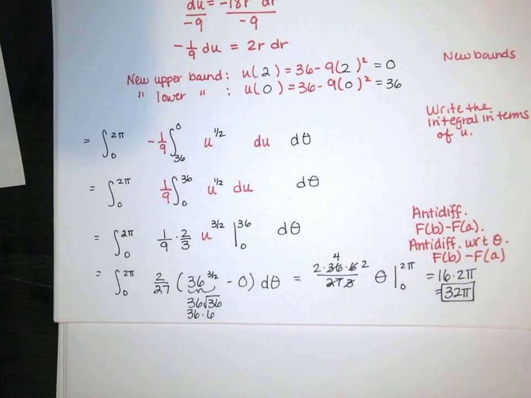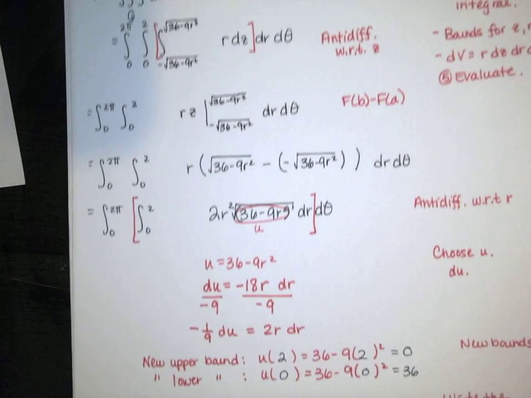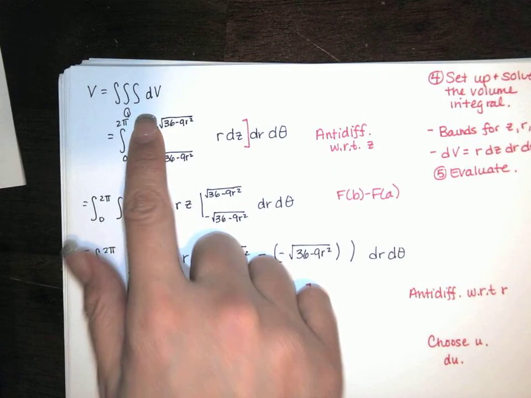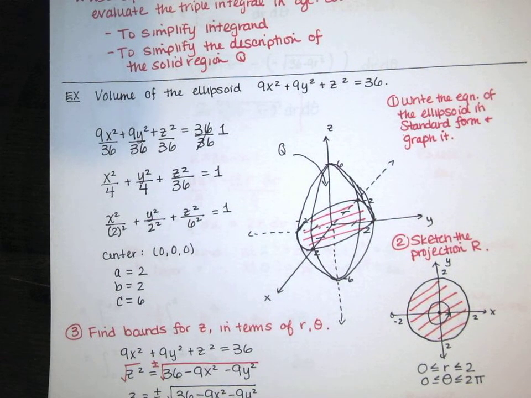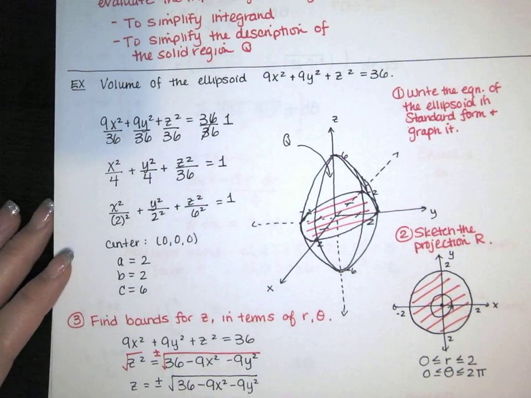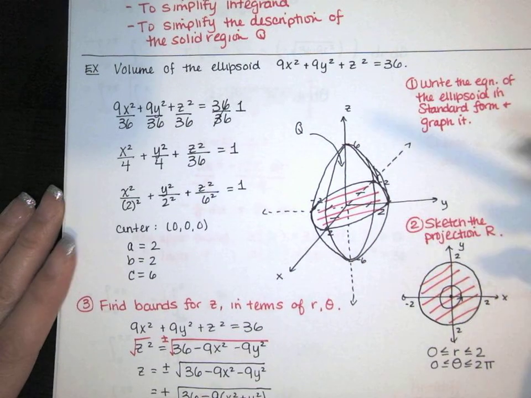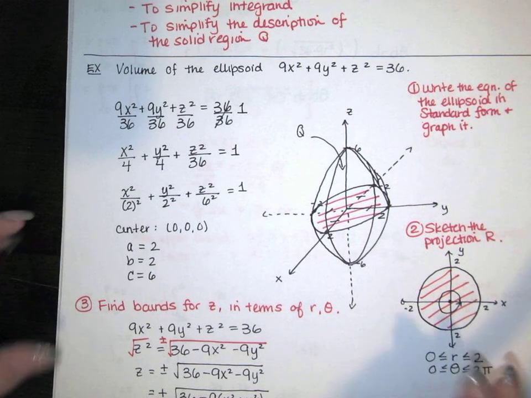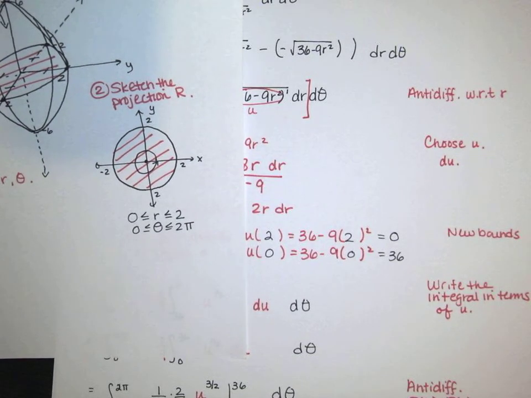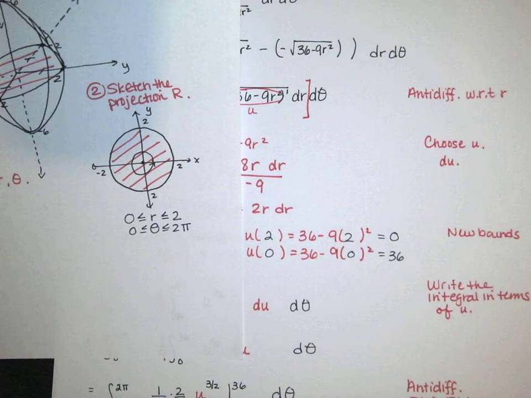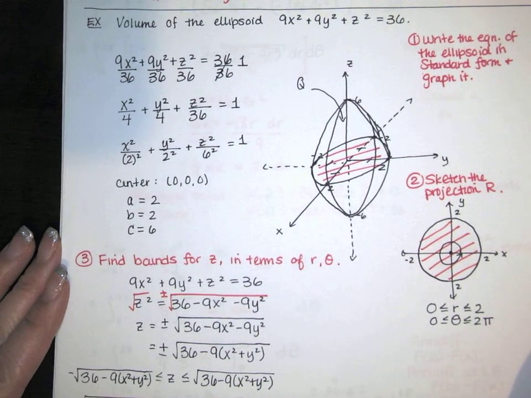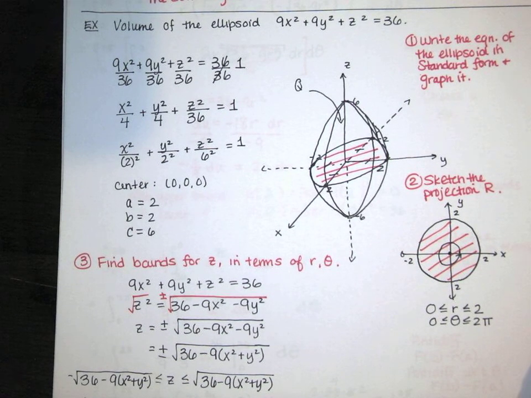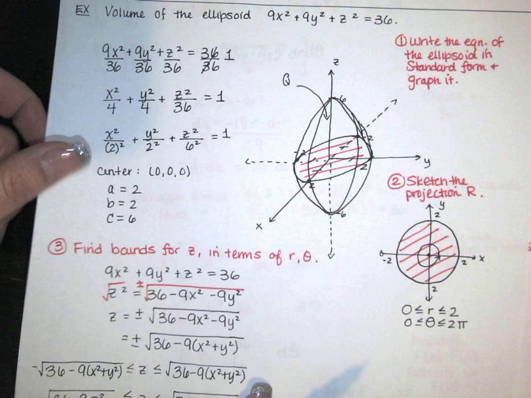You're saying to yourself, what is that? Remember, it's volume. It's volume. That's what this video was about, finding the volume of an ellipsoid in cylindrical coordinates, using cylindrical coordinates. So we have this ellipsoid. 32 pi. Is that right? I don't know. I don't know if that's right. I feel like I made a mistake somewhere.